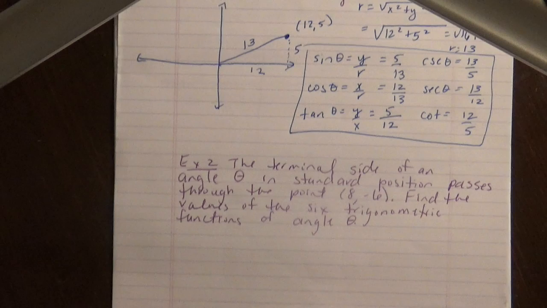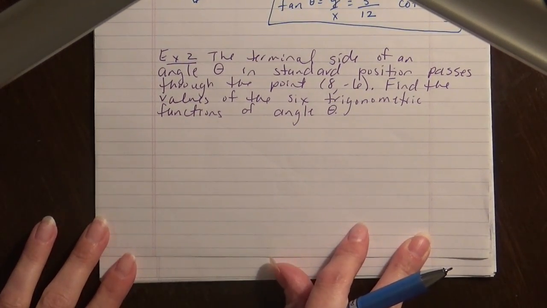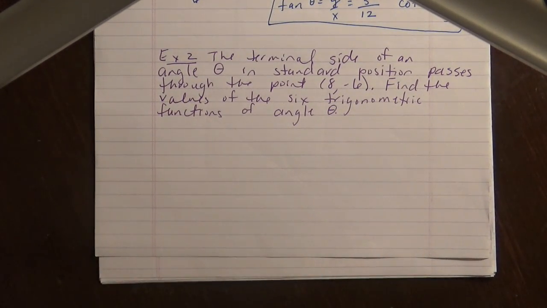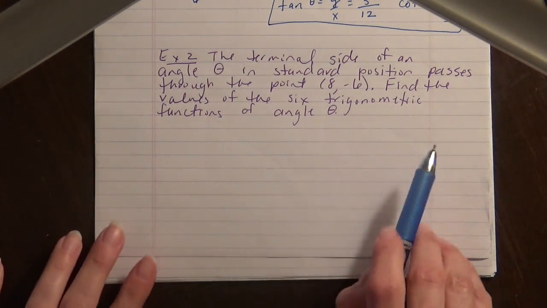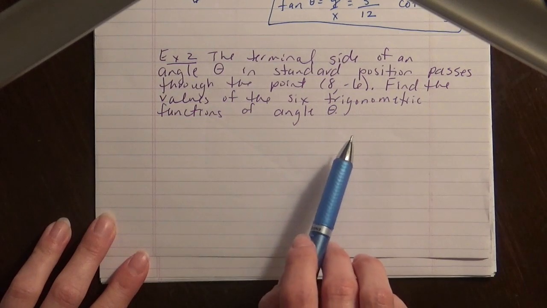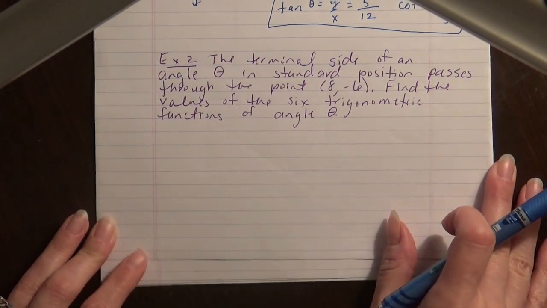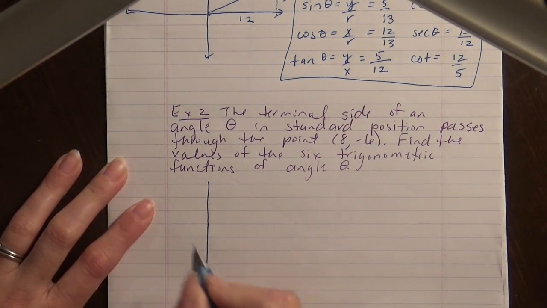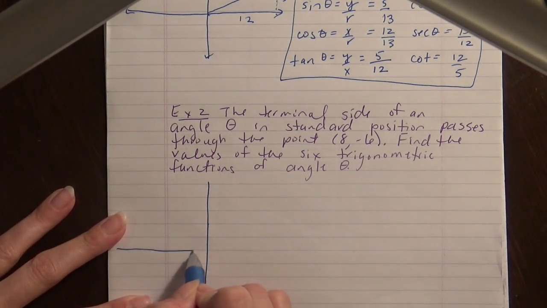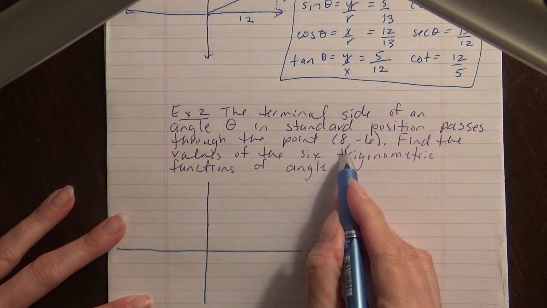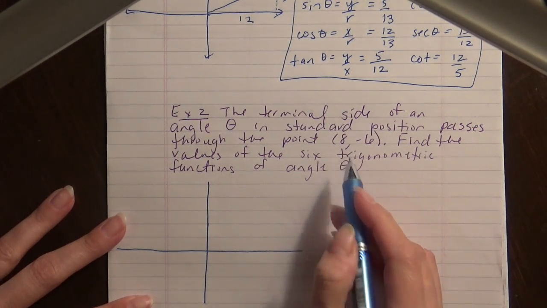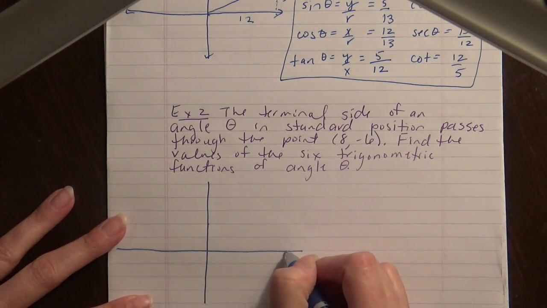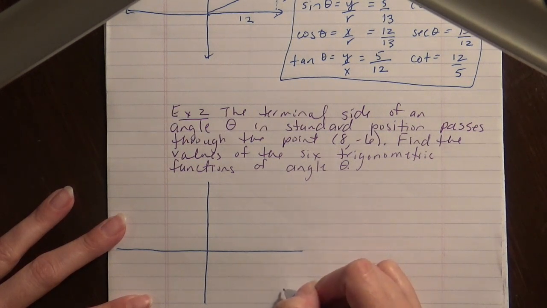Alright, example 2. The terminal side of an angle theta in standard position passes through the point 8, -6. That's ordered pair 8, -6. Find the values of the 6 trigonometric functions of angle theta. Alright, so let's draw a picture. So we need to locate ordered pair 8, -6. Well, it would be in this area.